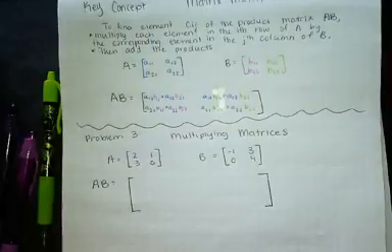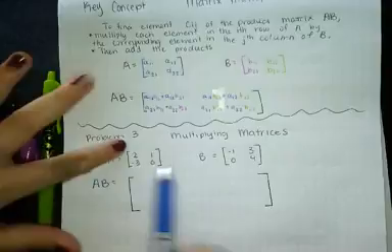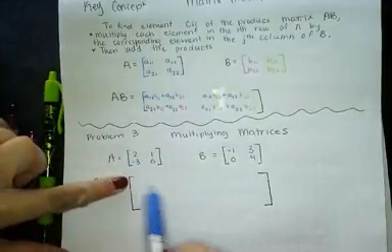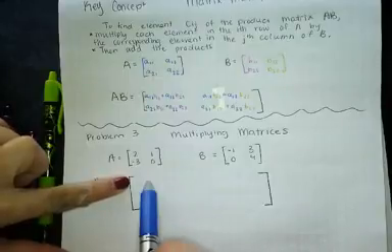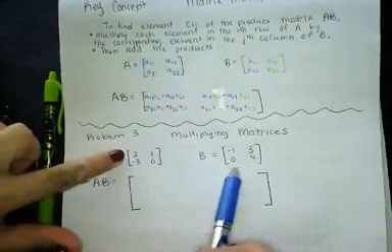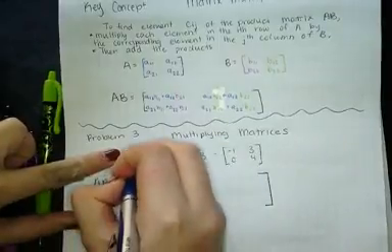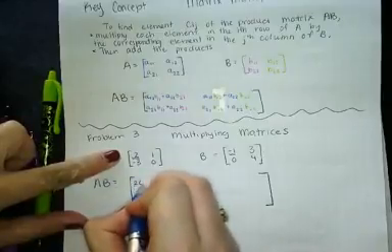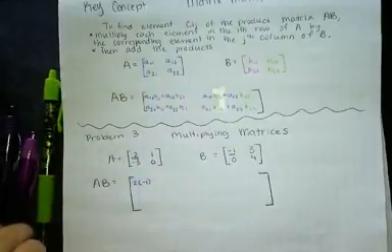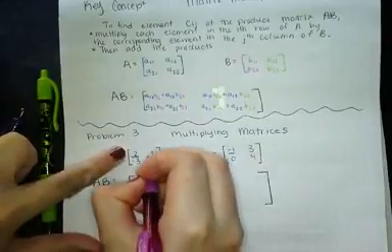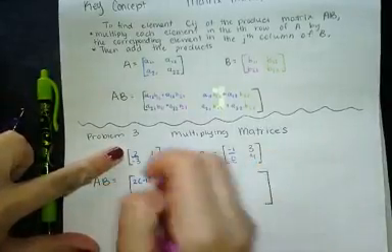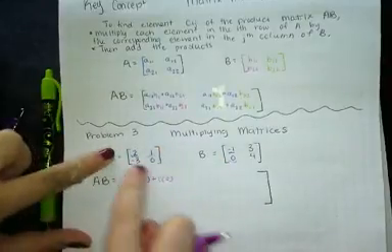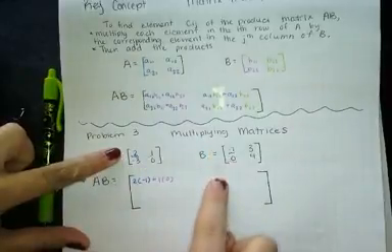Okay, so to do this first, this is our first row, first column. So I want my first row, first column here. So I'm going to do first row, first column. So that means I'm going to do 2 times negative 1. And then I'm going to do 1 times 0. So plus 1 times 0. Okay, and that will be my first row, first column.